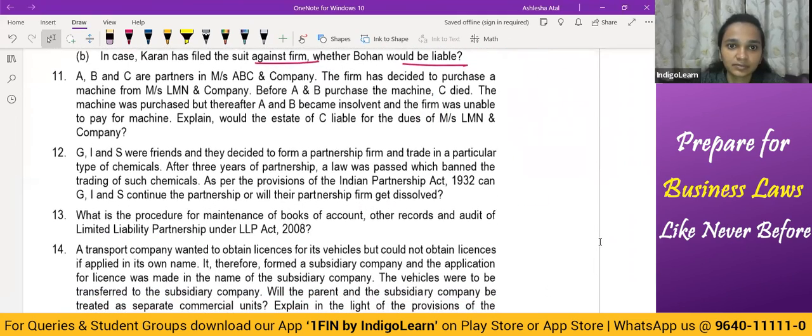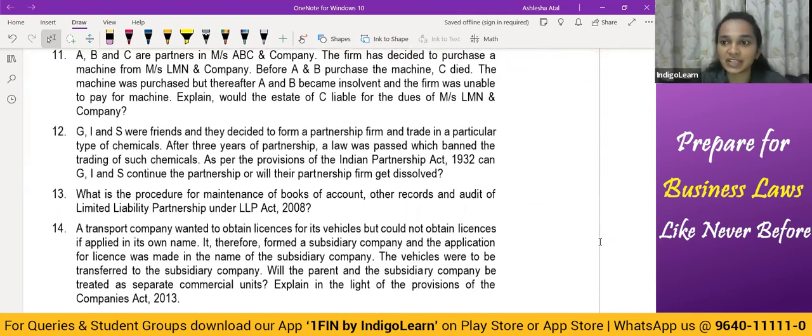Let's move on to the next question. A, B, and C are partners in Messrs. ABC and Company. The firm has decided to purchase a machine from Messrs. LMN and Company. Before A and B purchased the machine, C died. The machine was purchased, but thereafter A and B became insolvent and the firm was unable to pay for the machine. Explain, would the estate of C be liable for the dues of LMN and Company?